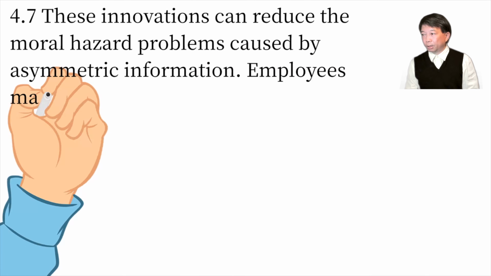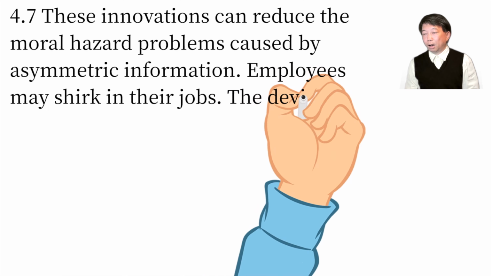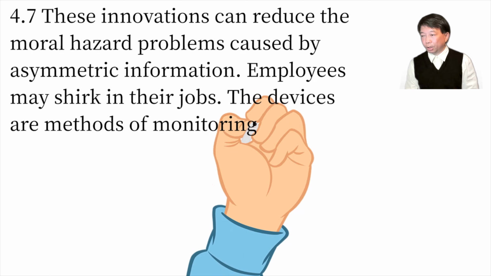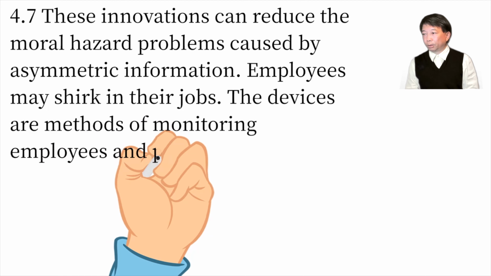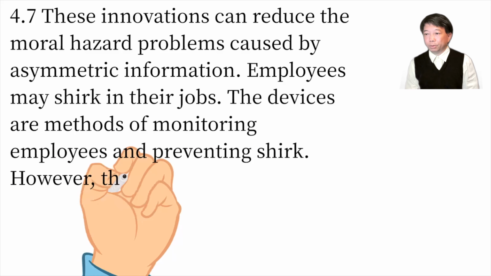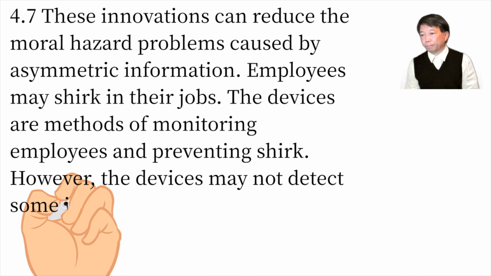Employees may shirk in their jobs. The devices are methods of monitoring employees and preventing shirking. However, the devices may not detect some information, such as employees' degree of effort and attention when working.